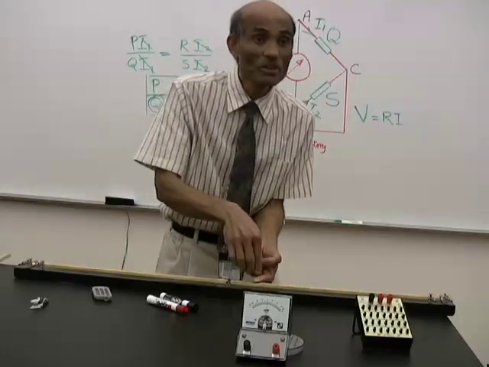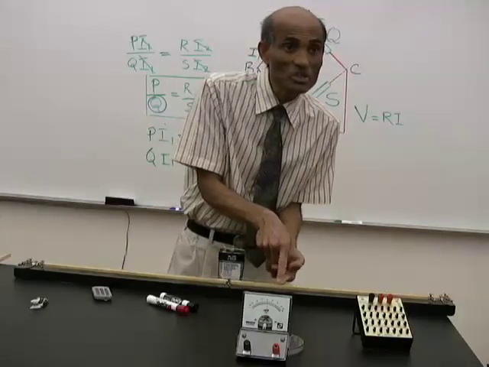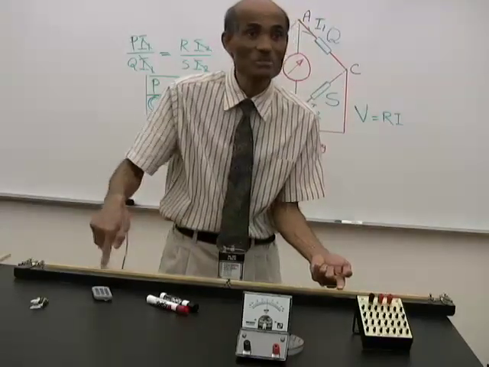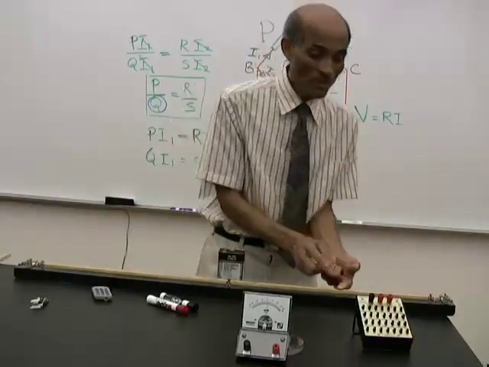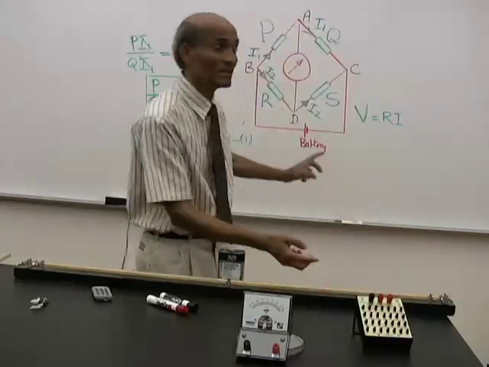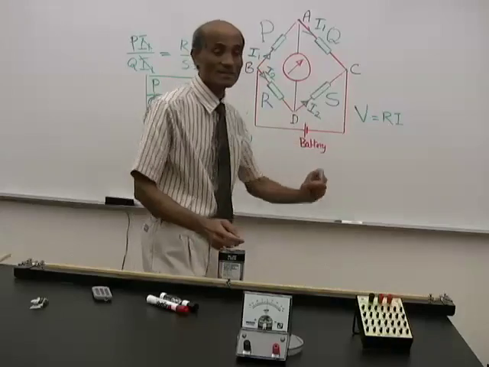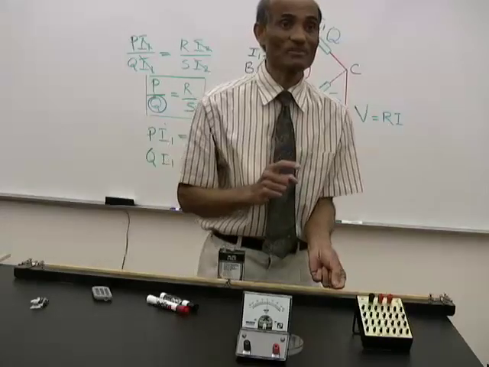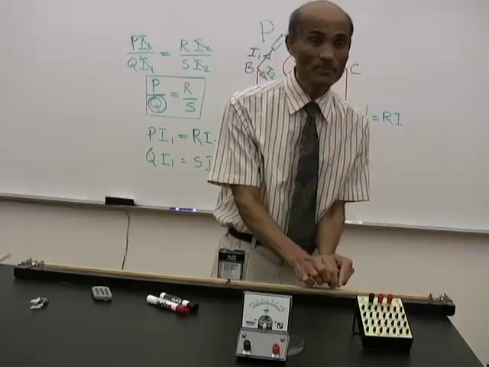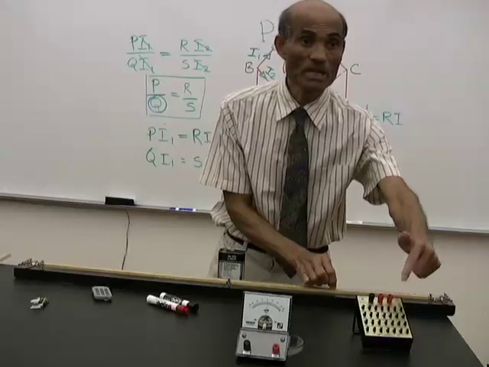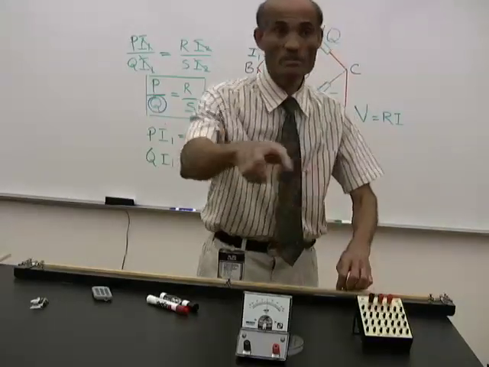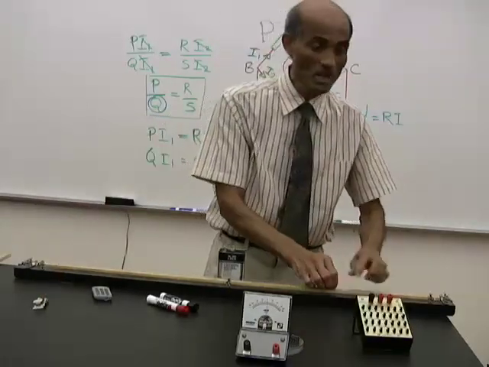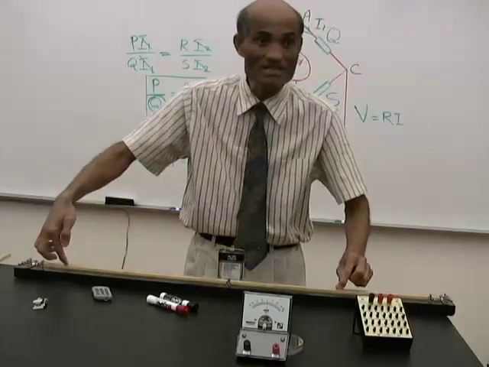Now, the beauty of this method is this junction D can be changed along the wire so that R and S can be changed. That is what we are going to do. We will change this junction D, the junction between R and S, so that the galvanometer will show no deflection. And at that time, P divided by Q, this is my Q, will be equal to R divided by S.